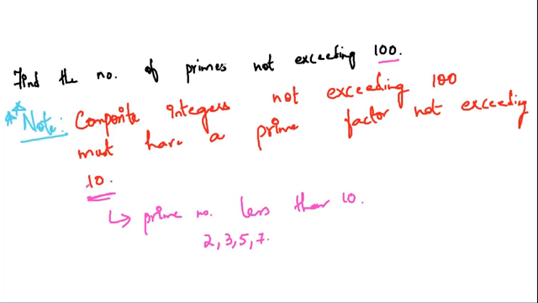So we have to find the number of primes not exceeding 100. The numbers which are not divisible by either 2 or 3 or 5 or 7 will be the prime numbers not exceeding 100. So to apply the principle of inclusion exclusion on this, it will be solved in this way.